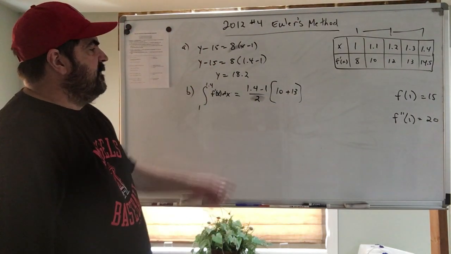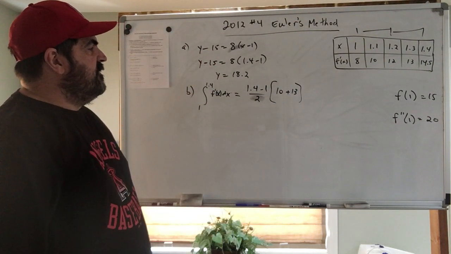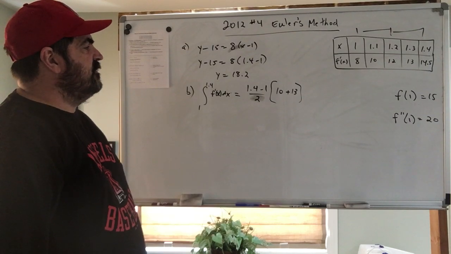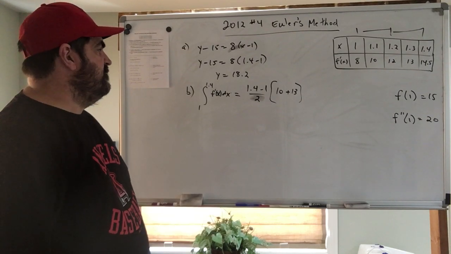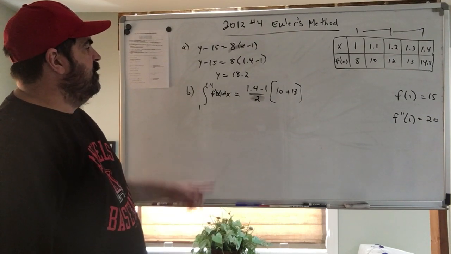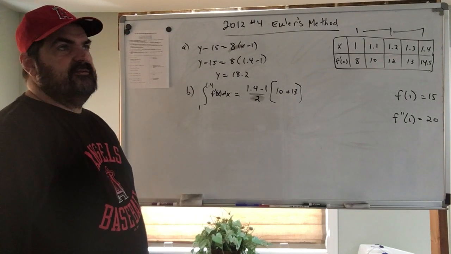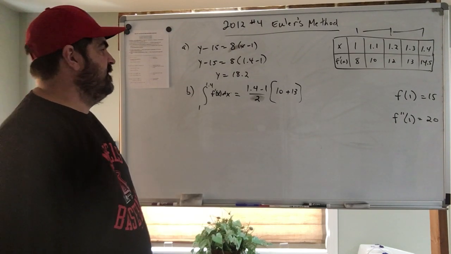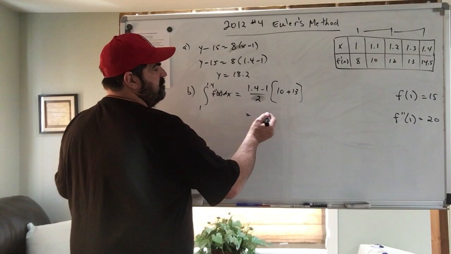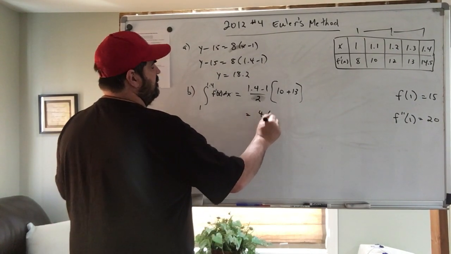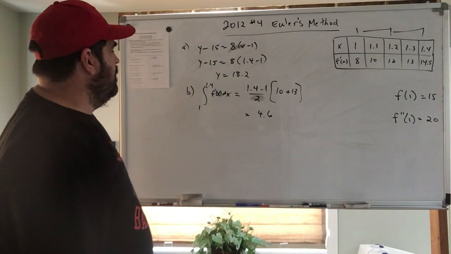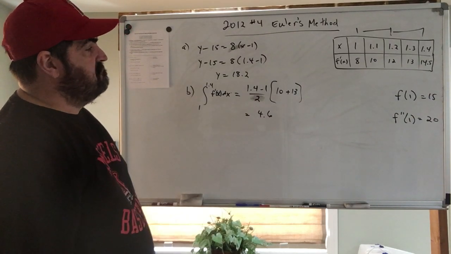All right, so 10 plus 13, we get 23. Half of that is 11.5. And then we're going to multiply that by 0.4. So 11.5 times 4, that's 46. But it's 0.4, so 4.6. That is what we get for that. Okay, so that's that area.